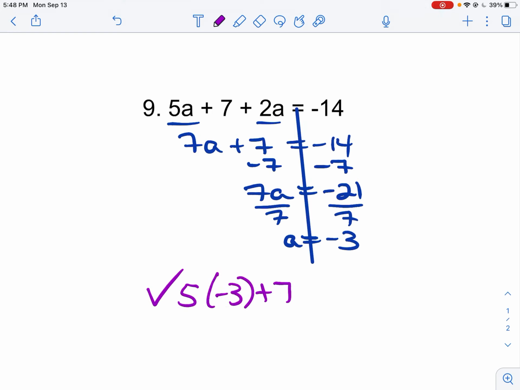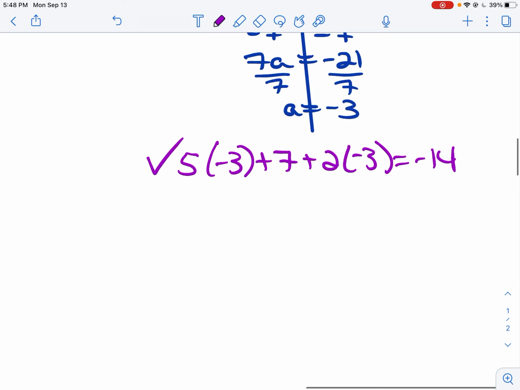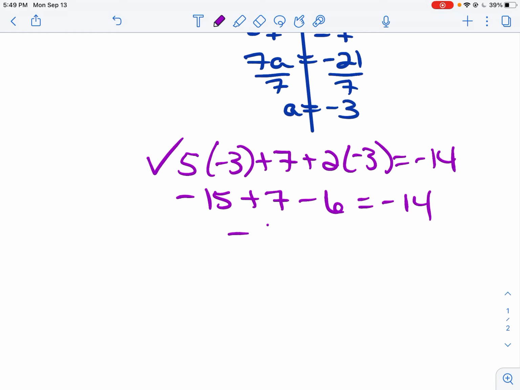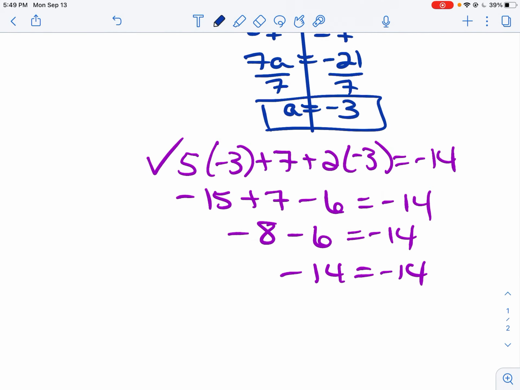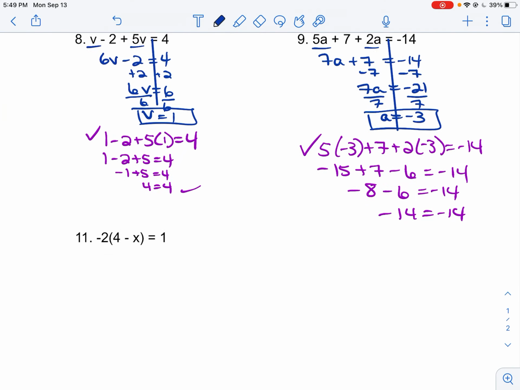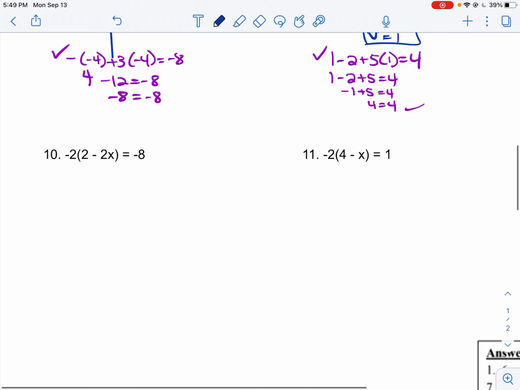Then I check my work to make sure that I've done the correct work. 5 times negative 3 plus 7 plus 2 times negative 3 equals negative 14. Negative 15 plus 7 minus 6 equals negative 14. This would get me negative 8 minus 6. And negative 14 does equal negative 14. So yes, we have the correct answer.